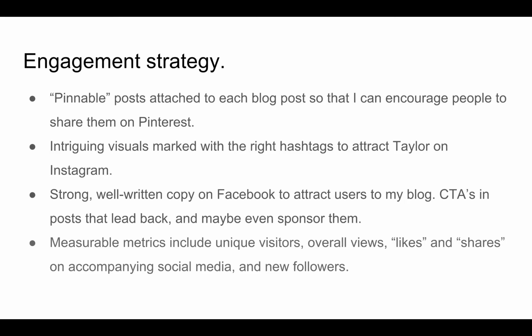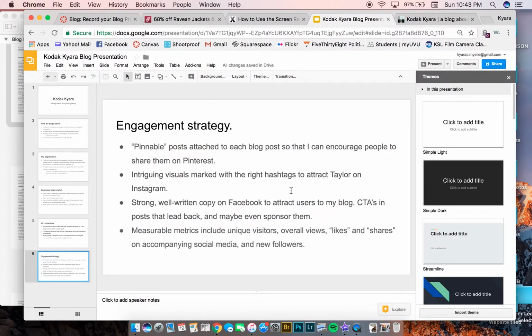And I want to have intriguing visuals for Instagram that are marked with the right hashtags so that I can attract somebody like Taylor while she's using Instagram. And then for Facebook, I just need strong, well written copy that will attract users to my blog, and calls to action posts that will lead back to my blog, maybe even sponsor them at some point. So that's kind of more or less my strategy on my market.